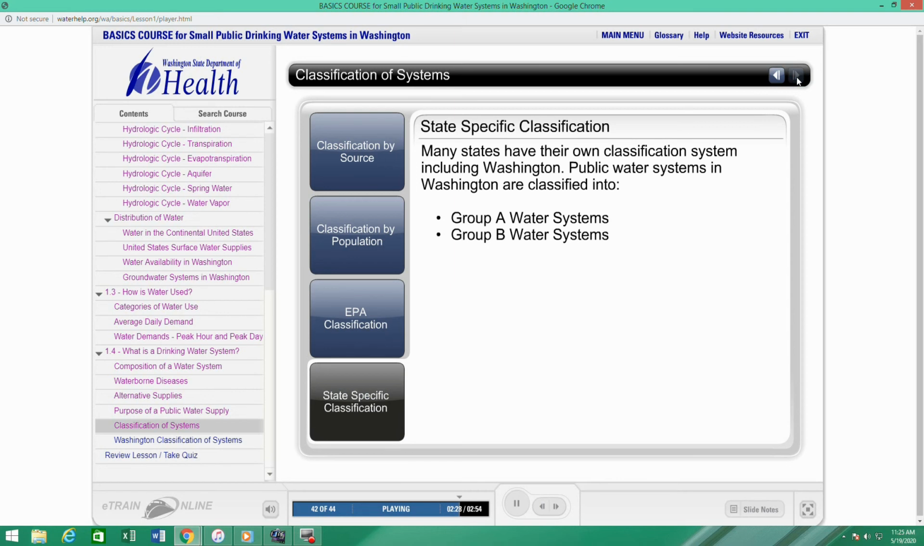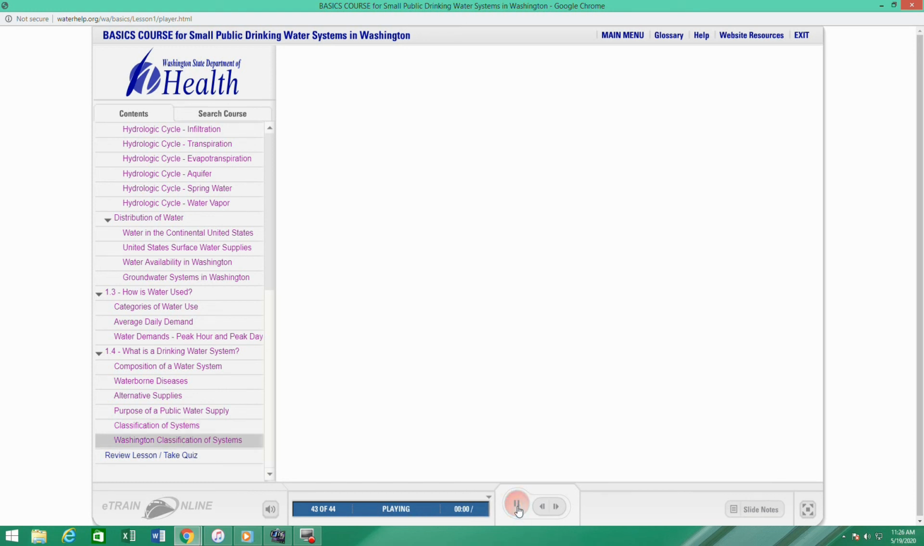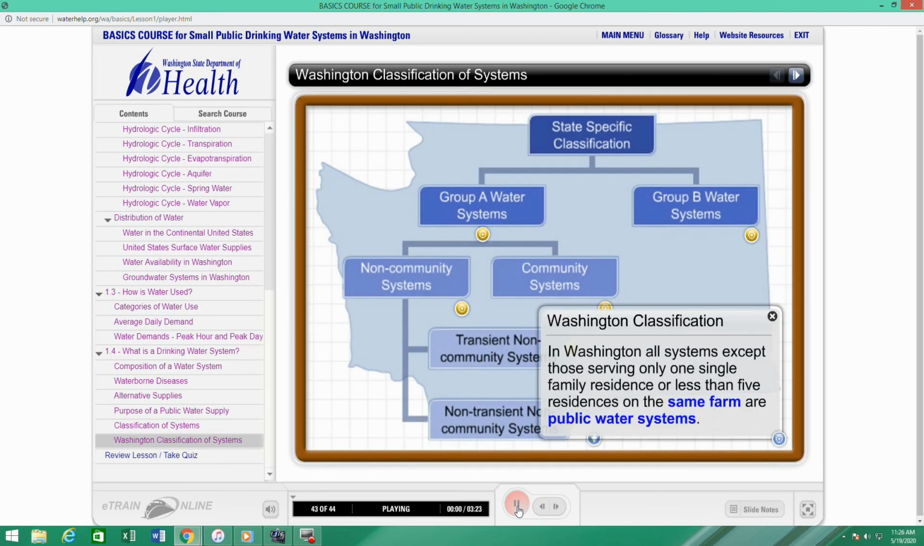State-specific classification. Many states have their own classification system, including Washington. Public water systems in Washington are classified into Group A water systems and Group B water systems. Washington classification of systems. In Washington, all systems except those serving only one single-family residence or less than 5 residences on the same farm are public water systems.